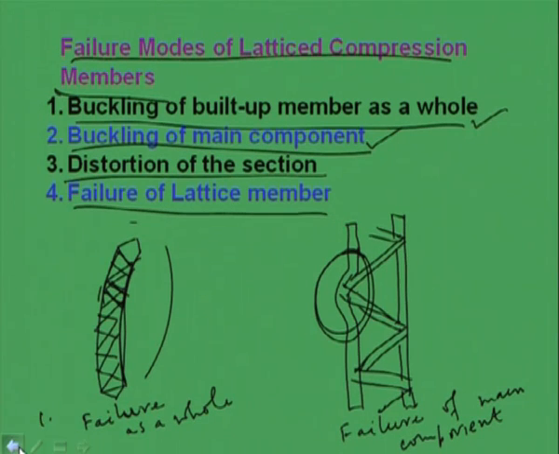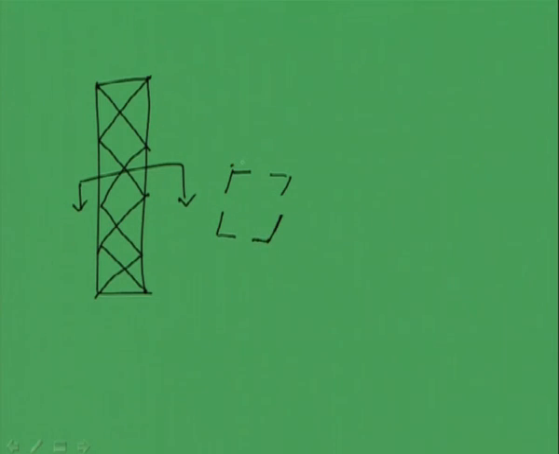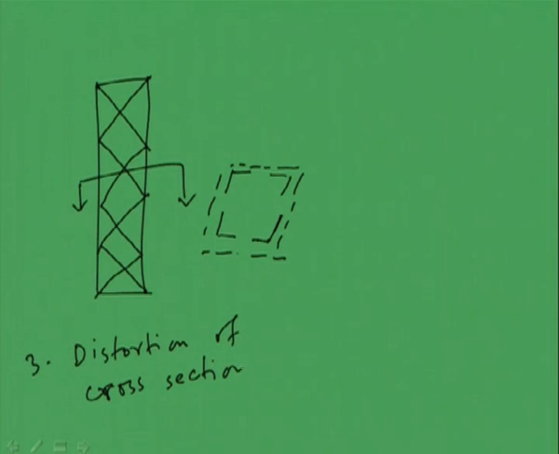Another failure is what we call distortion of the section. Distortion of the section means, suppose two members are laced like this. Now, if I see the cross section of this, then we will see that it is comprising of 4 angle sections, right. So, this will look like this. Now, if we lace together, the cross section will look like this. So, this is number 3, distortion of cross section. This is one type of failure.